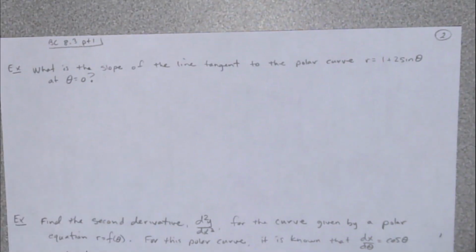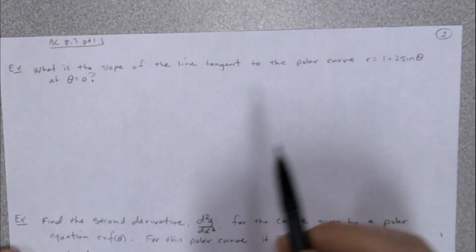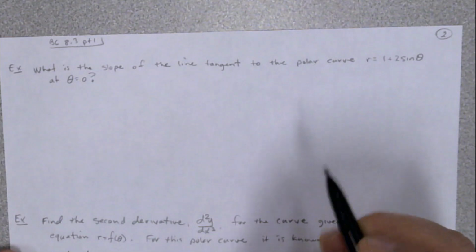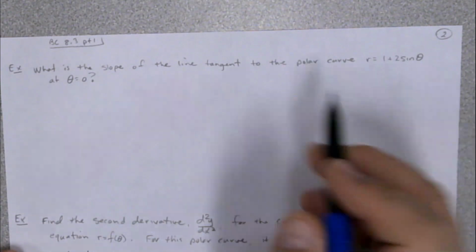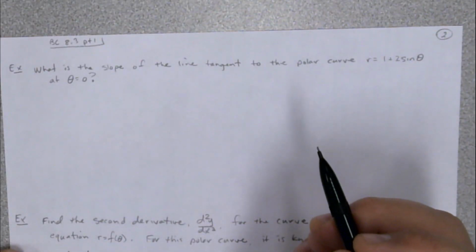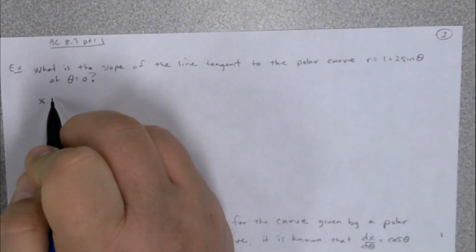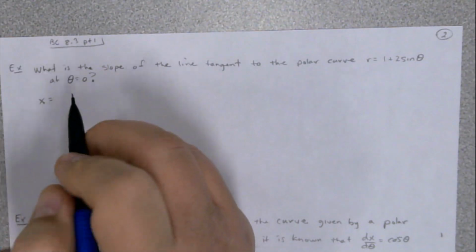What is the slope of the line tangent to this polar curve at theta equals 0? Okay, so I don't need to draw this curve. We can see how it lays out, but we can do this problem without seeing the curve. So how do I do that? If I want to find the slope of a tangent line, I need dy/dx. That means I have to find dy/d theta and dx/d theta.